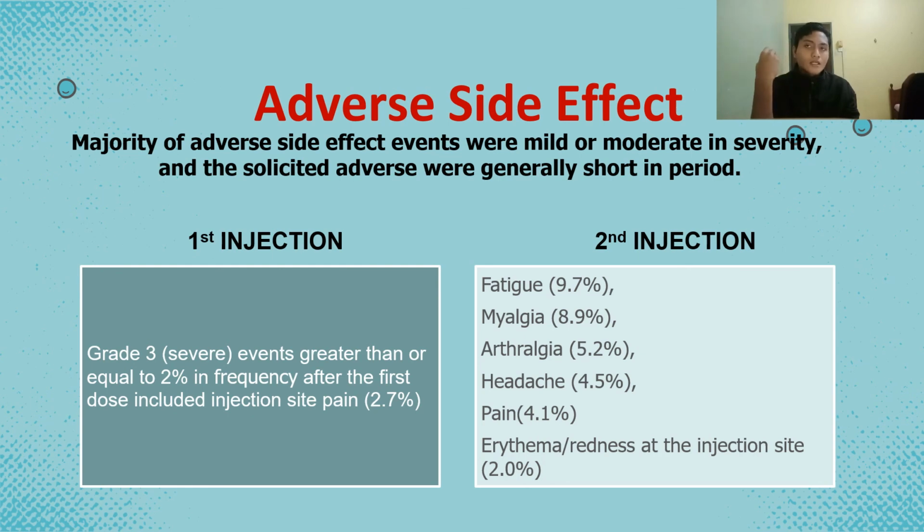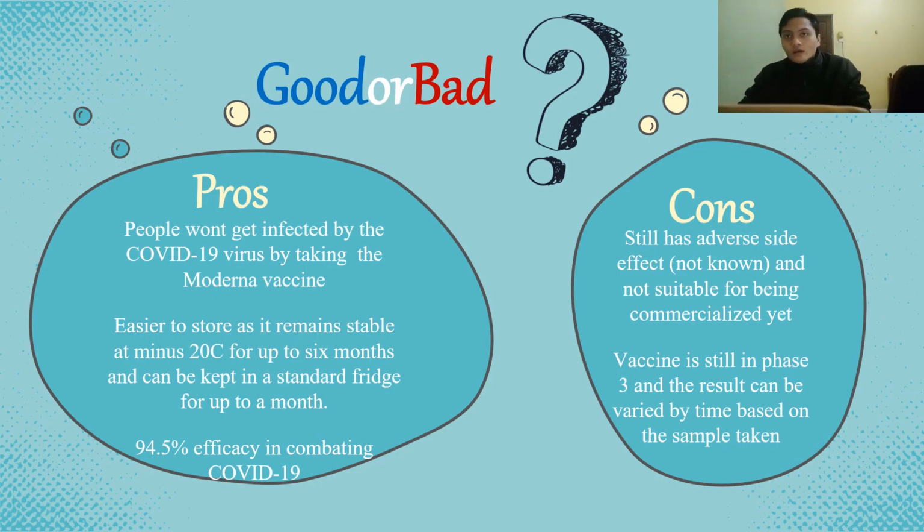Basically, if you receive any injection, you will get certain pain at the site of the injection. But in certain cases, there will be grade 3 severe events. This is being reported by Moderna itself. After the second injection, there may be fatigue, myalgia, arthralgia, headache, pain, and erythema, which is redness at the injection site. So we come to the most important discussion, whether the Moderna vaccine is good or bad.